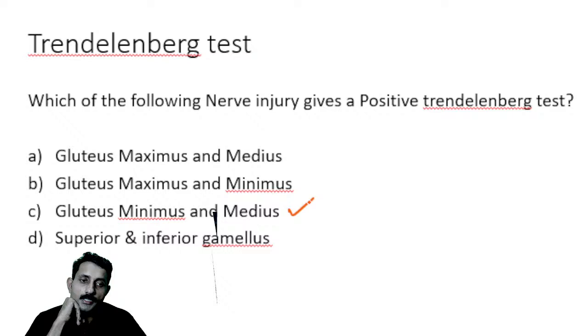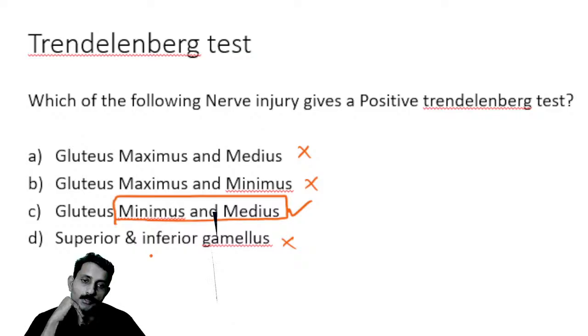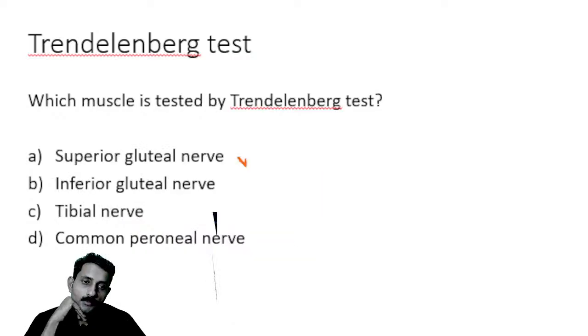It is not maximus and medius, it is not maximus and minimus, it is not superior gemellus and inferior gemellus. So which muscle is tested in case of a positive Trendelenburg test? Medius and minimus. We are testing the medius and minimus. If they ask you, the question should be about the nerve. Which nerve is tested? It is the superior gluteal nerve. It is not the inferior gluteal nerve, it's not the tibial nerve, it is not the common peroneal. So identify the Trendelenburg test and Trendelenburg sign.